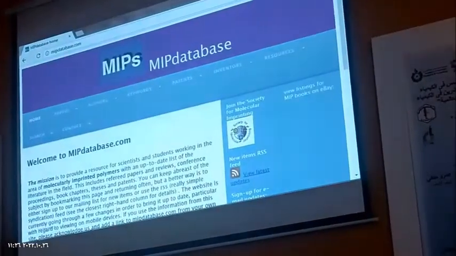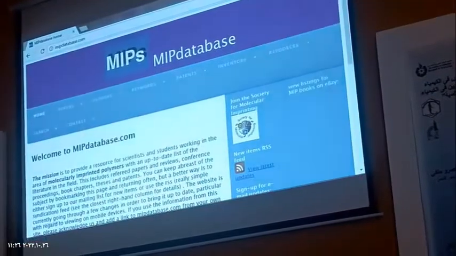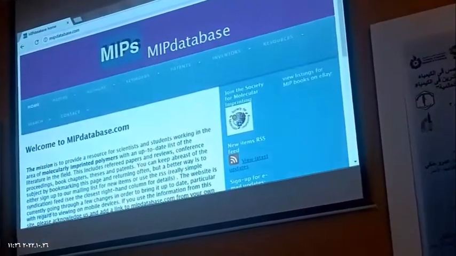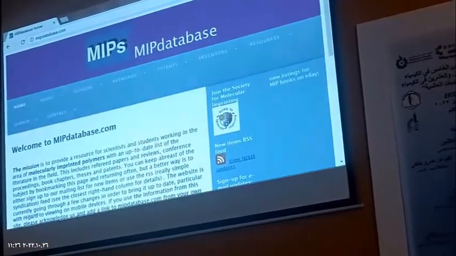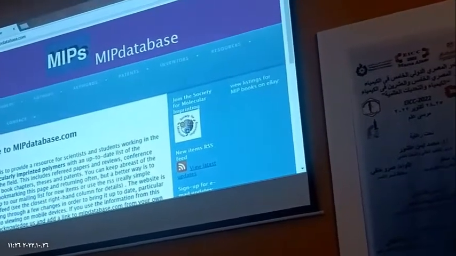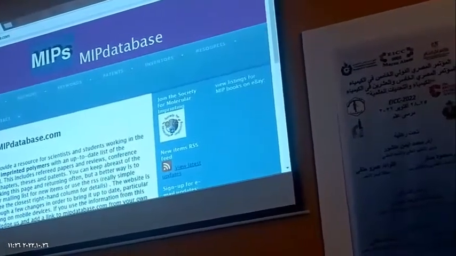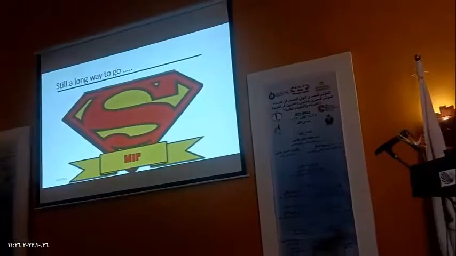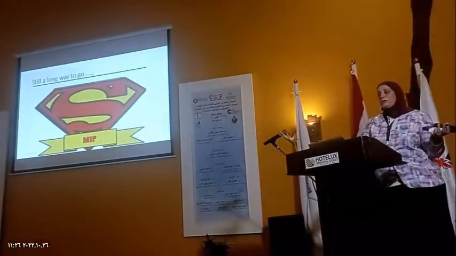Because of the diversity of applications and the increasing number of people working with molecular imprinting, we have our own special database where you can get what is new, and there is still a lot of work to do in order to reach super powerful molecular imprints.